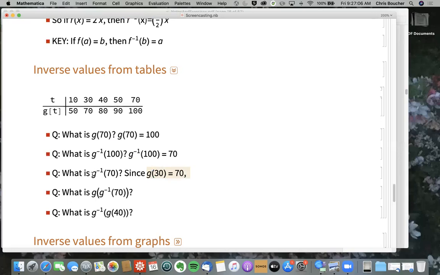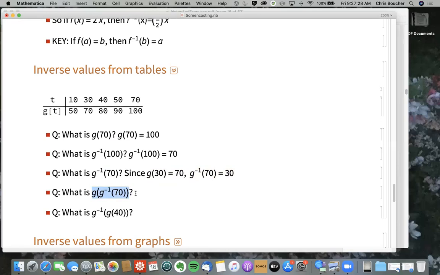That means that G inverse of 70 is 30. Okay, so here now we're talking about the composition. So remember our notation, right? When we write functions nested like this, it's a function composition. What is G of G inverse of 70?